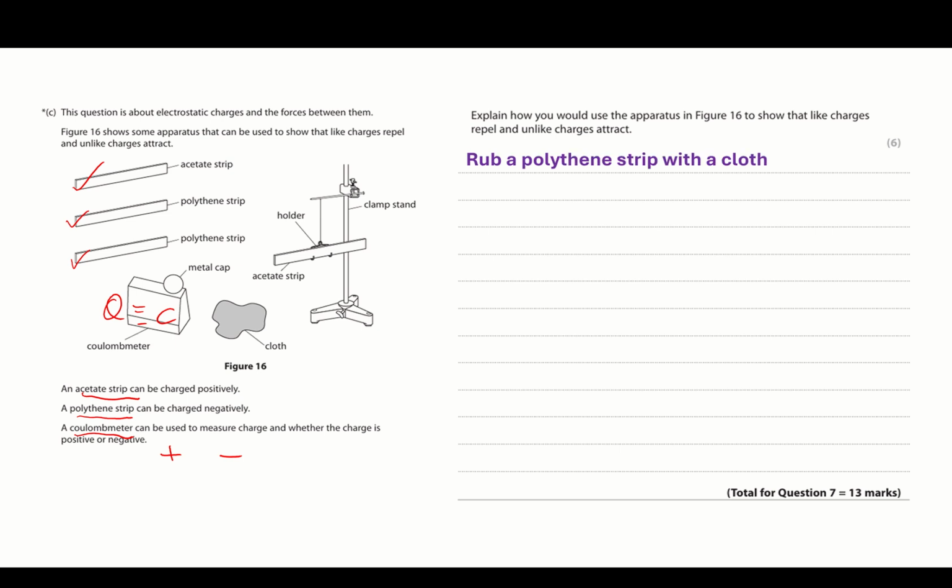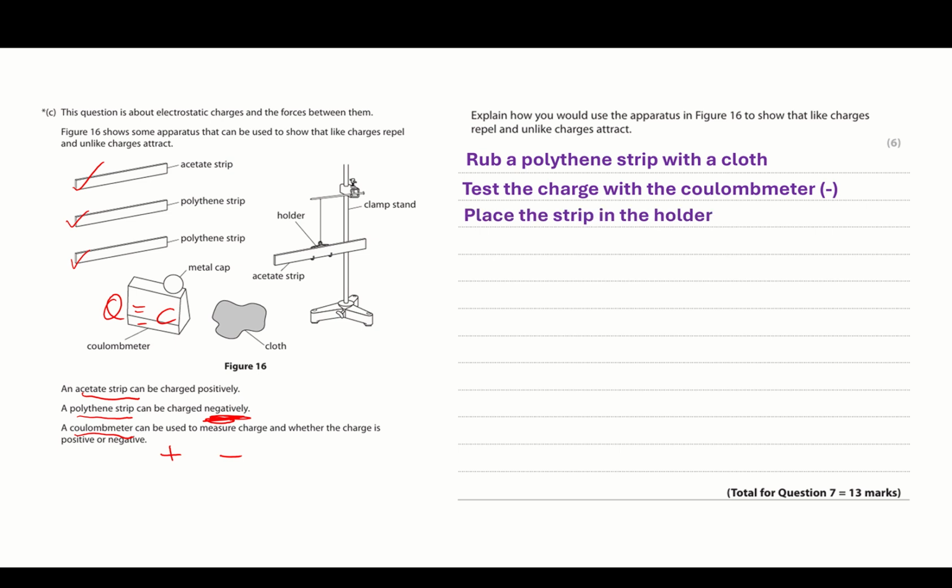So rub a polythene strip with a cloth. Test the charge with the coulomb meter. So let's assume it's gone minus. And I think it tells us that the polythene is negatively charged. It says that there. So I'm just using the information carefully. That's why those of you that used a highlighter in your exam, you actually did do better than those that didn't, which is interesting. So test the charge with the coulomb meter.